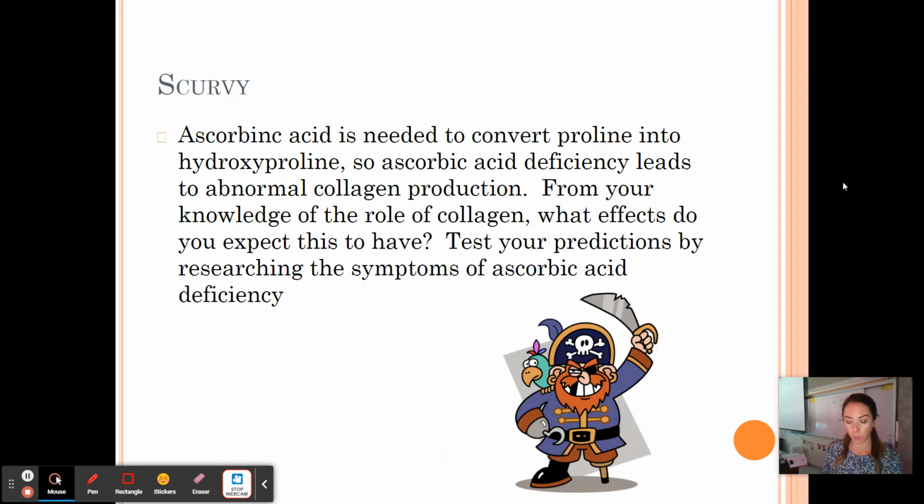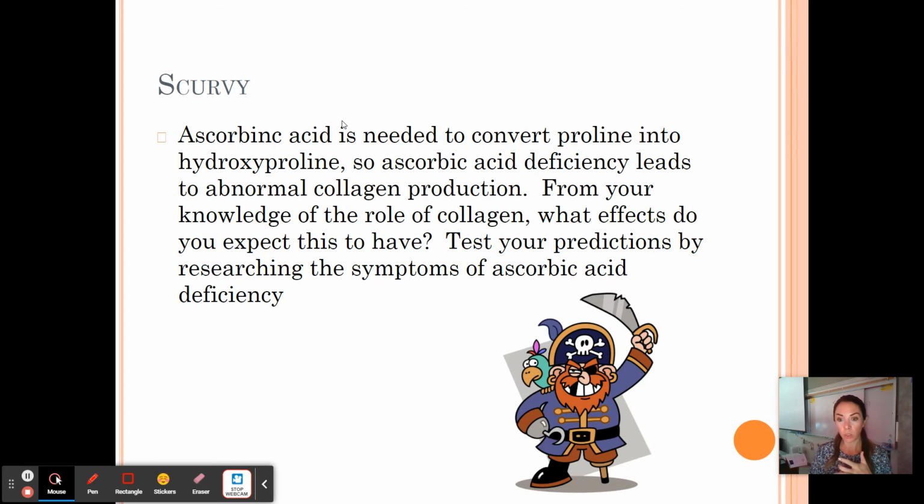So another one of those little boxes: scurvy. A type of ascorbic acid is needed to convert these amino acids, prolines, into hydroxyproline. If I have a deficiency in that, it's not able to produce collagen correctly. And collagen does things with your skin, the structures, different supports.